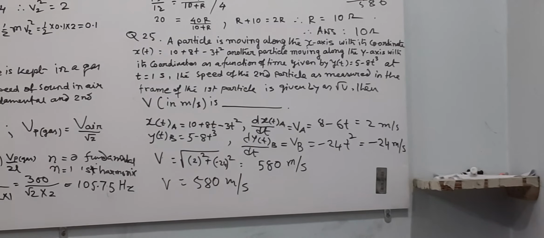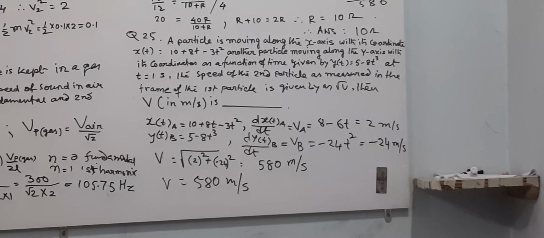Now positions are given. Differentiating, we can get velocity of particle A, that is 2 meter per second, and velocity of particle B, that is minus 24 meter per second. As these are along x-axis and y-axis, the resultant velocity will be root under 2 square plus within bracket minus 24 whole square. It will give us 580 meter per second. So velocity will be 580 meter per second in between x and y direction.